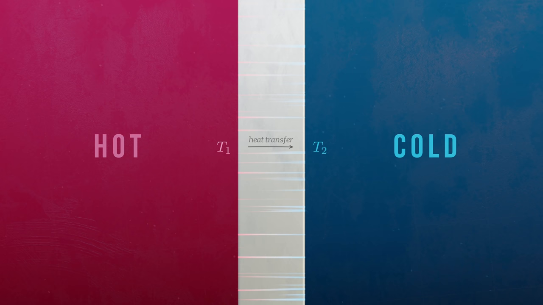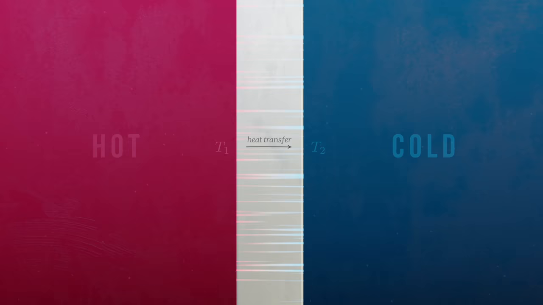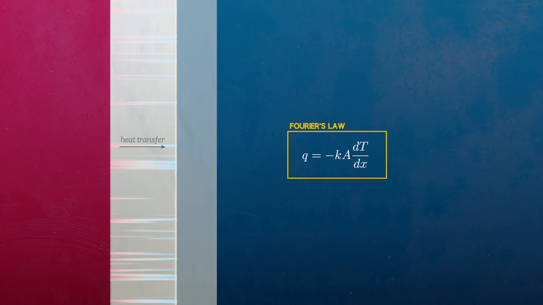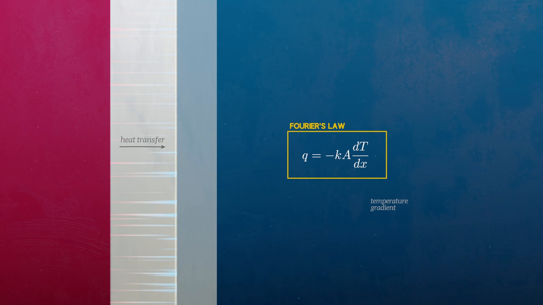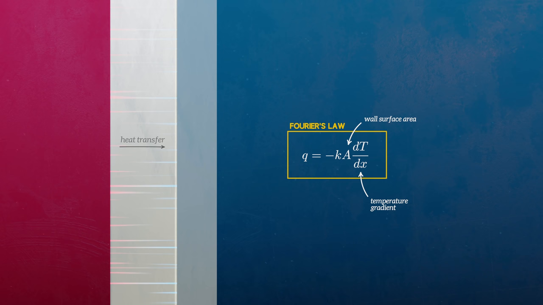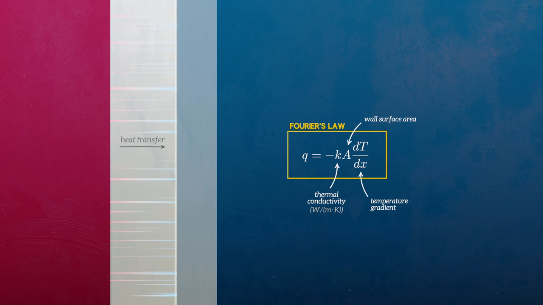We can calculate the heat transfer rate, Q, using Fourier's law. It tells us that Q is proportional to the gradient of the temperature profile, dT/dx, the wall surface area A, and to a constant of proportionality k, called thermal conductivity. Thermal conductivity is a material property that defines how well a material conducts heat. It has units of watts per meter Kelvin. More energy is lost through the wall if the thermal conductivity or the wall surface area are increased.